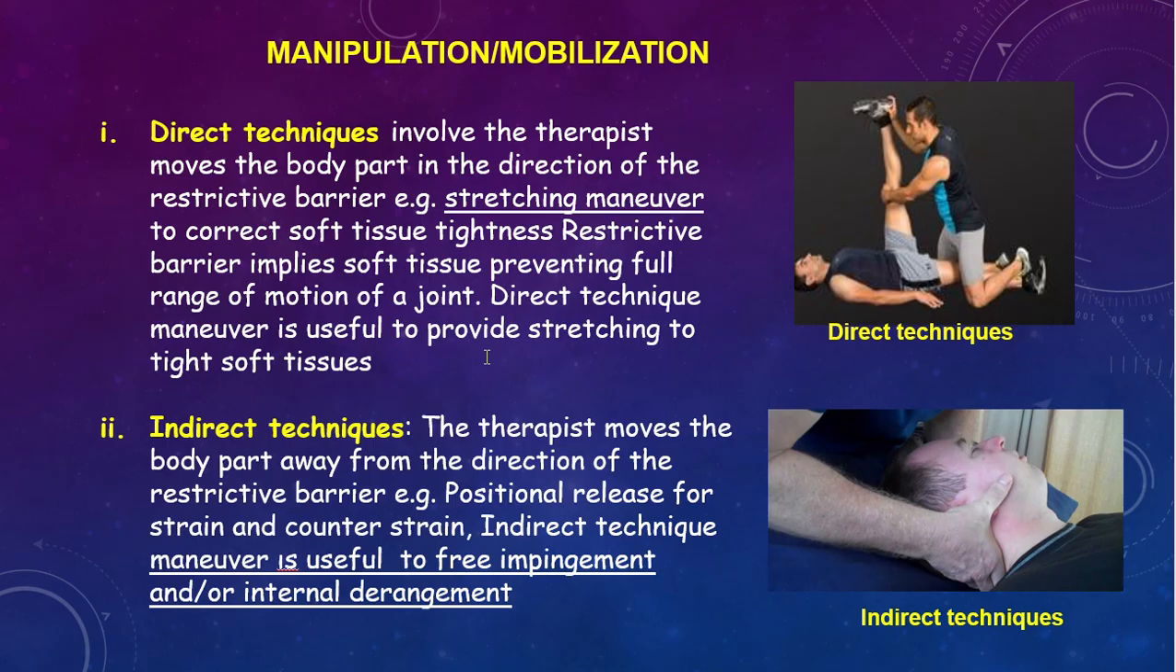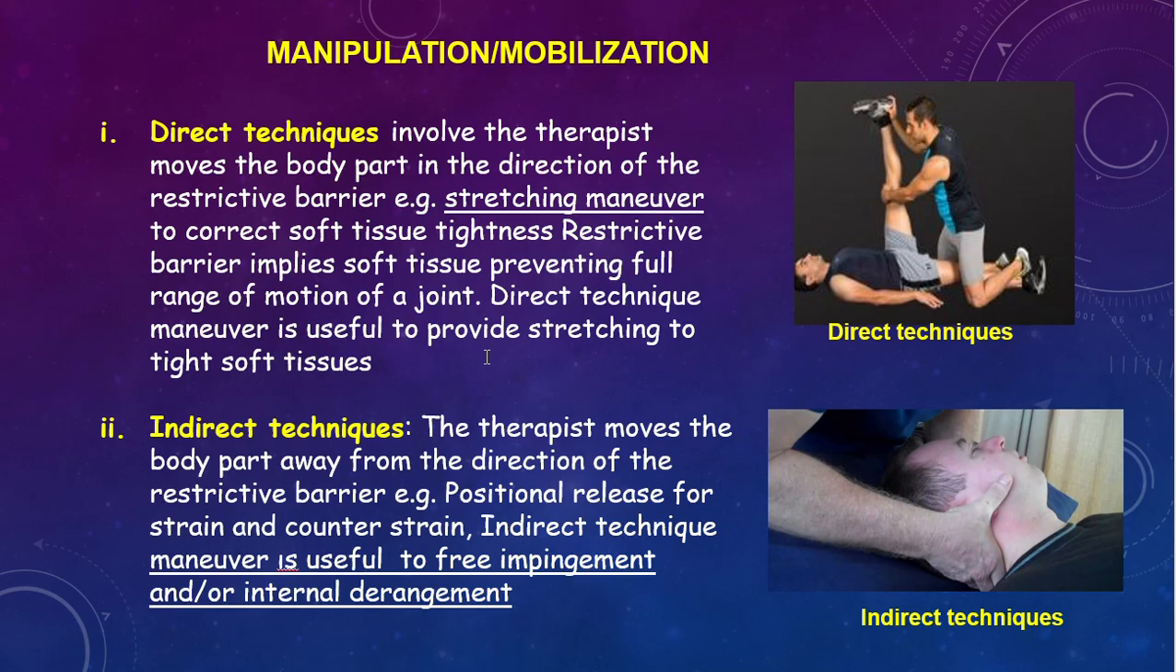Let's go to slide number 5, where we talk about direct and indirect technique. When do we say a technique is direct in manual therapy? We say a technique is direct when movement is carried out in the direction of the restrictive barrier. Maybe you have a patient that comes to your clinic and is not able to do extension of the knee because the hamstring is tight. He cannot extend the knee because the tight hamstring will hold him back.